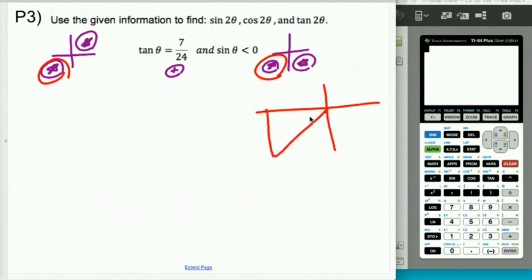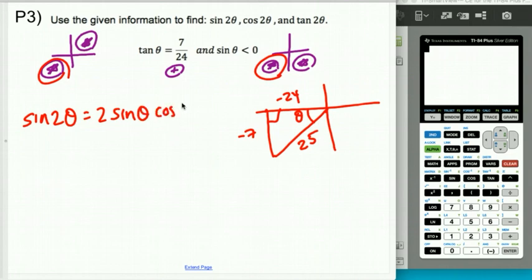I'm in quadrant 3. Here's my theta, right? My opposite side should be a -7. My adjacent's a -24, and that makes my hypotenuse a 25. So to find all of these values, I'm going to go ahead and do sine of 2 theta as 2 sine of theta cosine theta. Well, from the theta triangle that I drew, I can figure out what those values are. The sine of theta is a -7 over 25. The cosine is a -24 over 25, right?